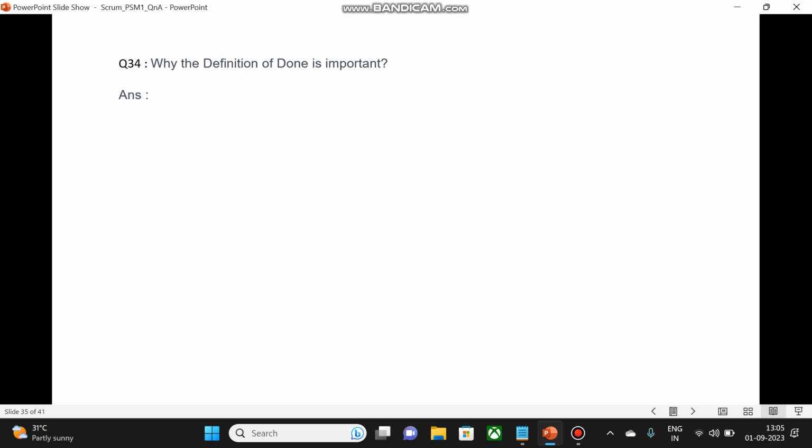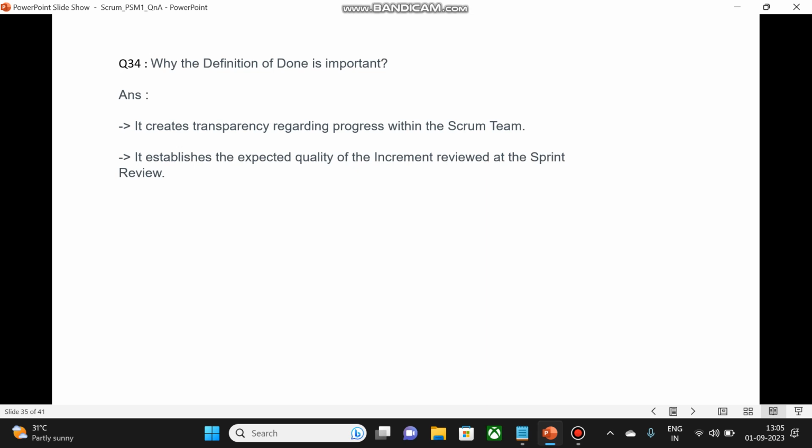Why is the definition of done important? So let's check the answer. So first, it creates transparency regarding progress within the Scrum team. Second, it establishes the expected quality of the increment reviewed at the sprint review. So these two are the things which constitute the definition of done. So in simple manner, it creates a transparency, like when a developer can say that the development has been completed, and secondly it also focuses on the quality of what was developed.